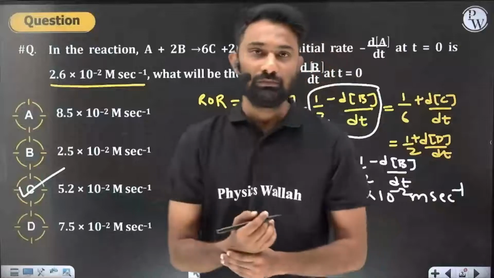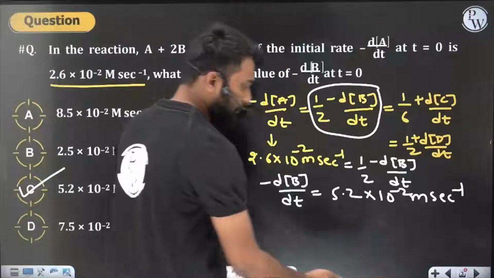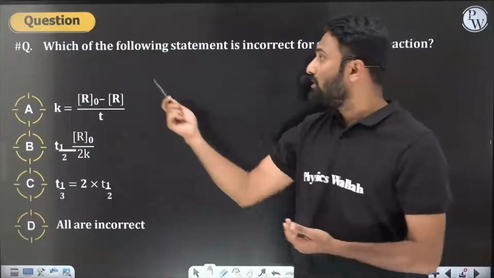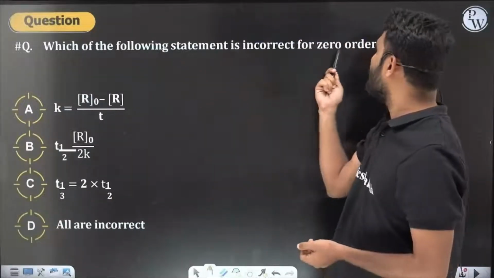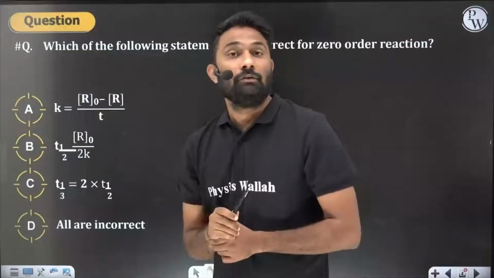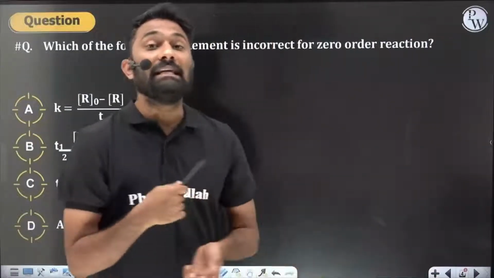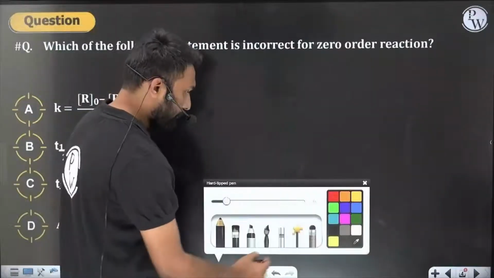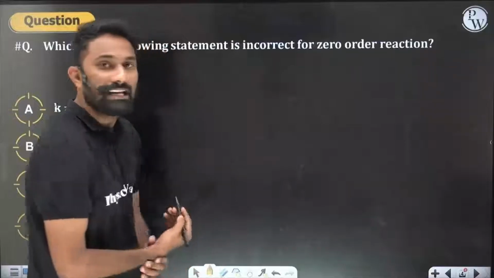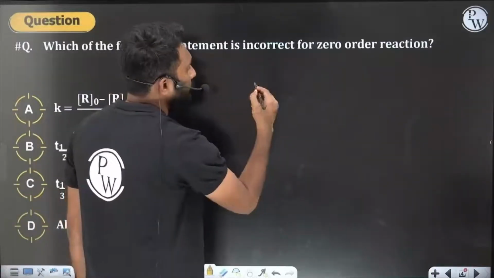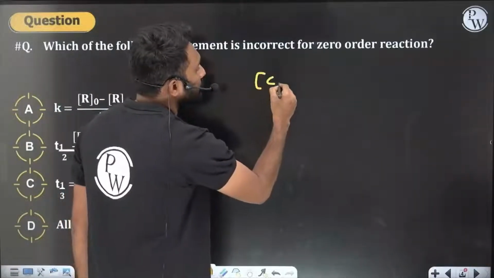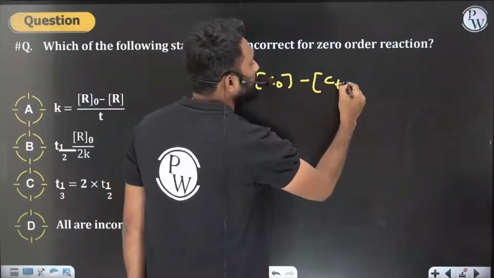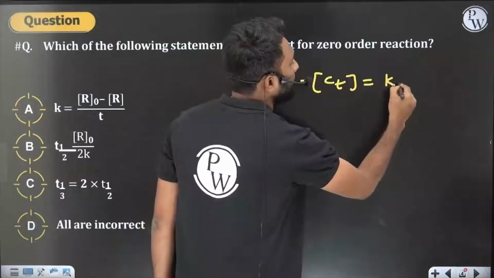Now next question. Which of the following statements is incorrect for the zero order reaction? First, what is the formula for the zero order reaction? C0 minus Ct is equal to kt.